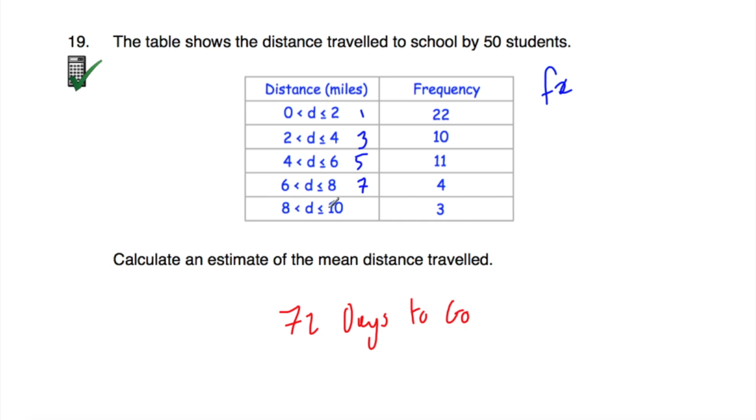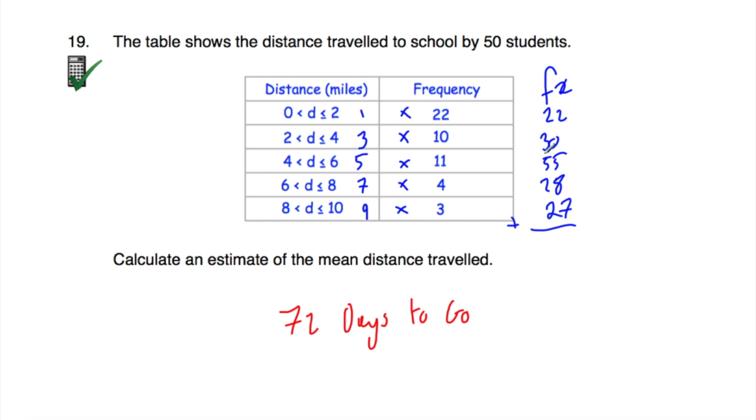And the midpoint of 8 and 10 would be 9. So we've got our midpoints. Now we just need to multiply them by the frequencies to find the fx column. So 22 times 1 is equal to 22, 10 times 3 is equal to 30, 11 times 5 is equal to 55, 4 times 7 is equal to 28, and 3 times 9 is equal to 27. So we've got our fx column.